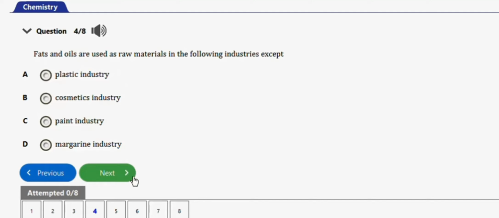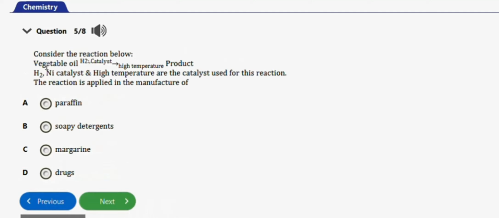The next repetitive question will be this one. It says consider the reaction below. Okay, so we have hydrogen gas, nickel catalyst, and high temperature are the catalysts used for the reaction. The reaction is applied in the manufacture of, so the right answer is option C, which is margarine.